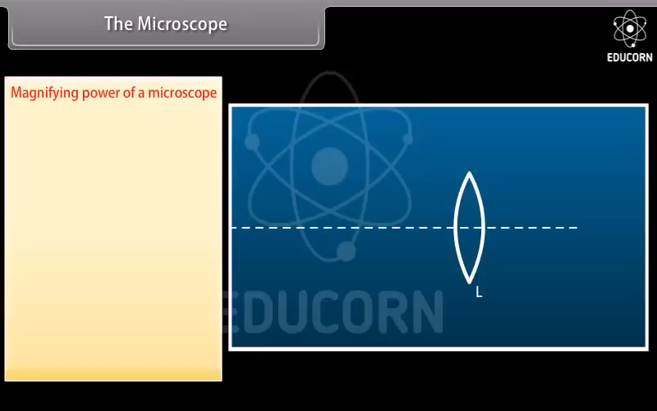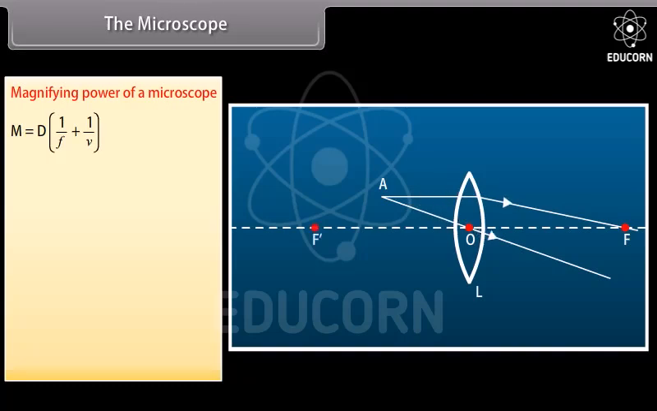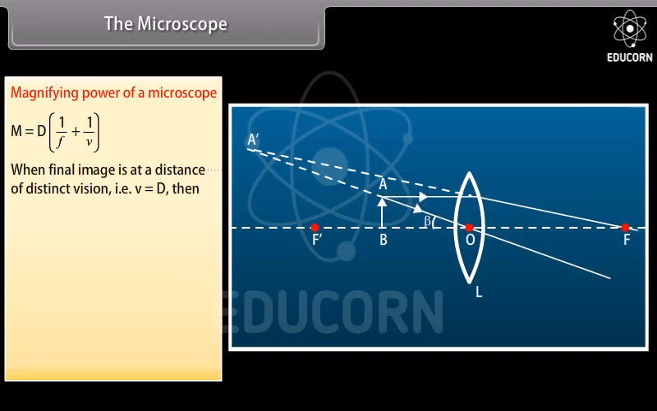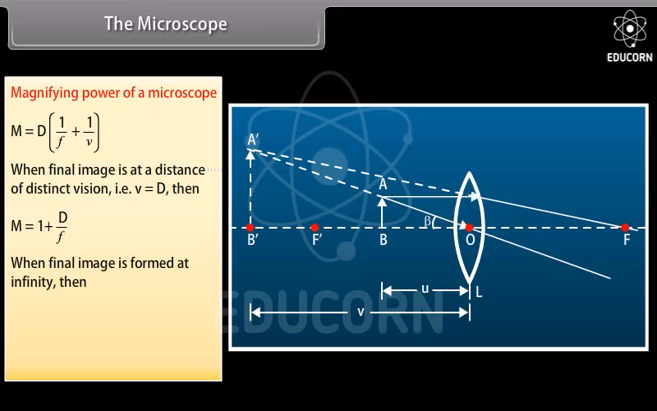Magnifying power of a microscope. M is equal to D into (1/F + 1/V). When final image is at a distance of distinct vision, that is V is equal to D, then M is equal to 1 plus D by F. When the final image is formed at infinity, then V is equal to infinity, M is equal to D into (1/F + 1/infinity), which is D by F.